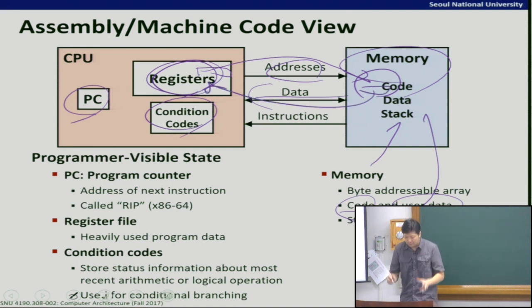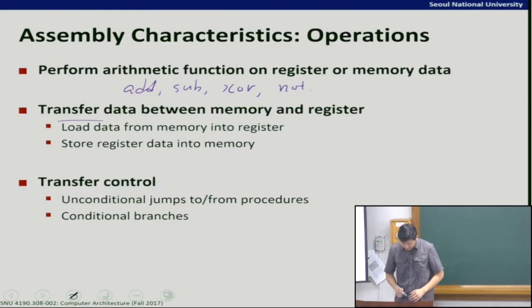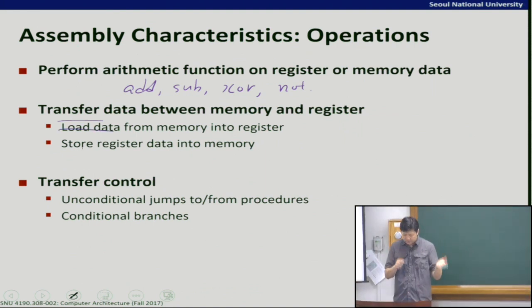Storing a register value to memory is called a store operation. And copying the value in memory to a register is called a load operation, LOAD. So these transfer instructions load data from memory into a register and store register data into memory. Those operations are supported in assembly, in this ISA, the instruction set.